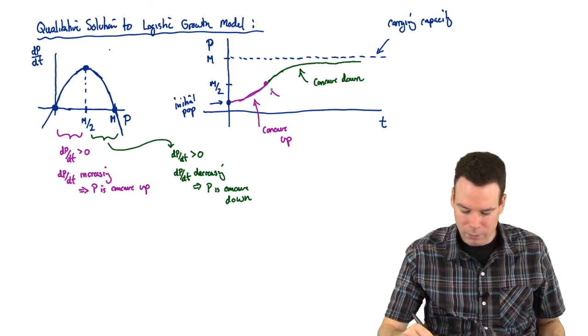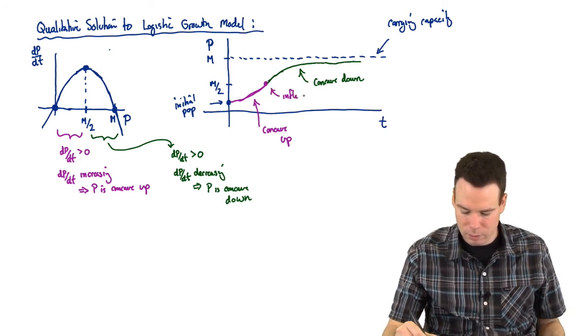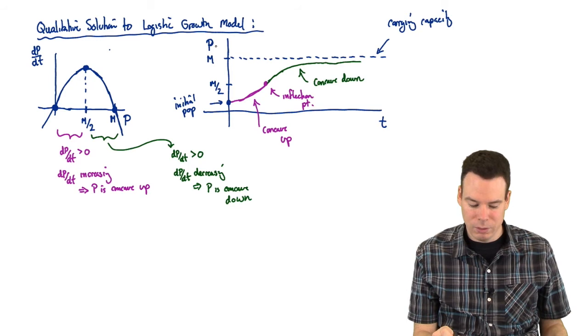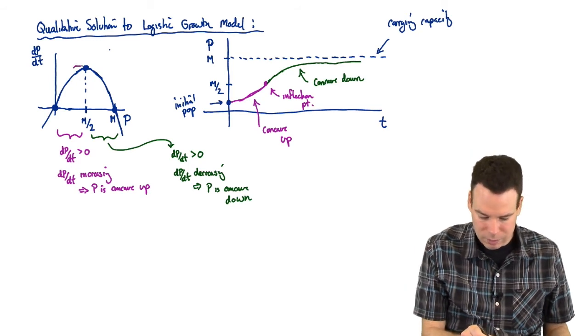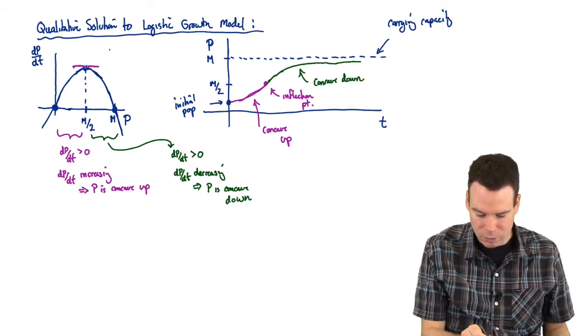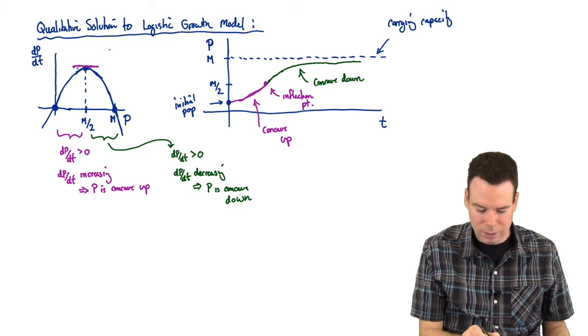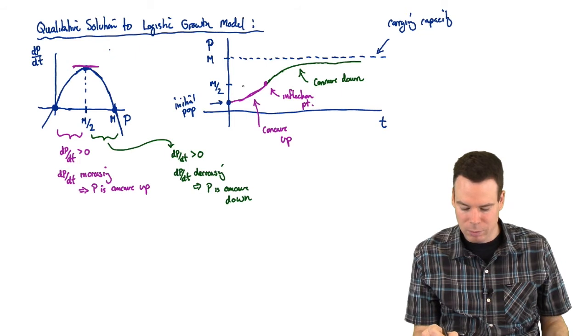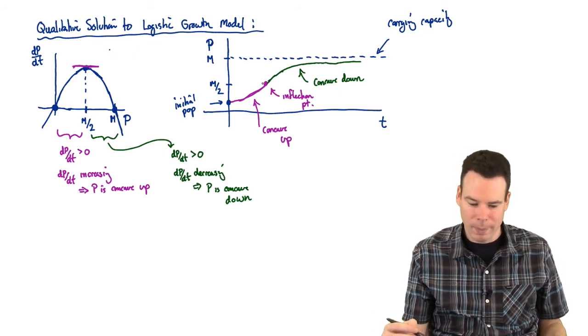So here we had an inflection point. That was the place where the second derivative of p is 0. And we can see that right here. We've got a plot of the first derivative versus p. The second derivative is 0 at M over 2. So at p equals M over 2, there was an inflection point.